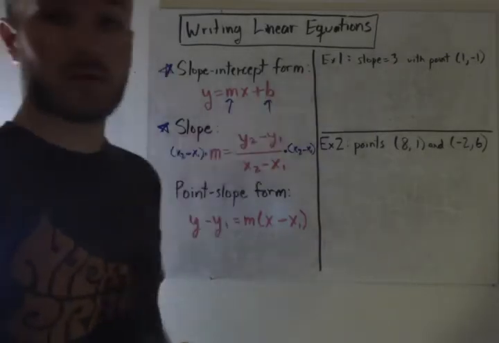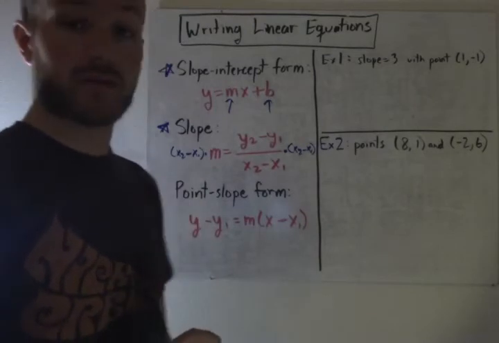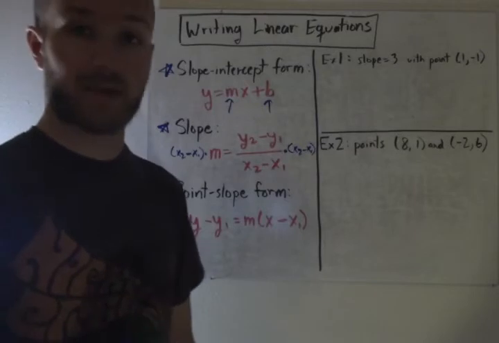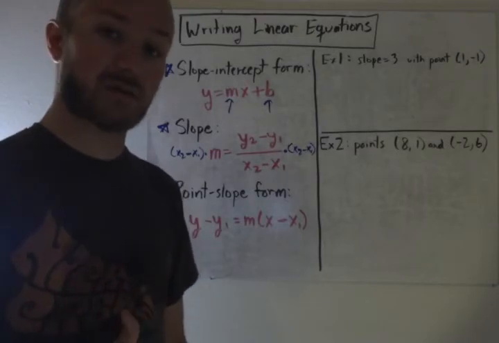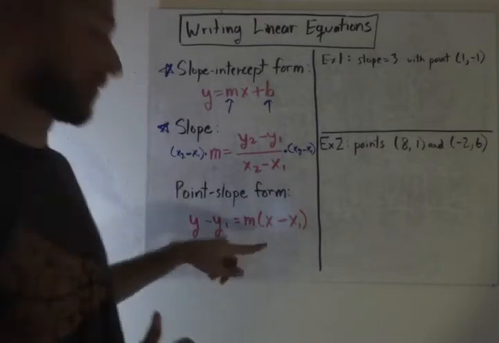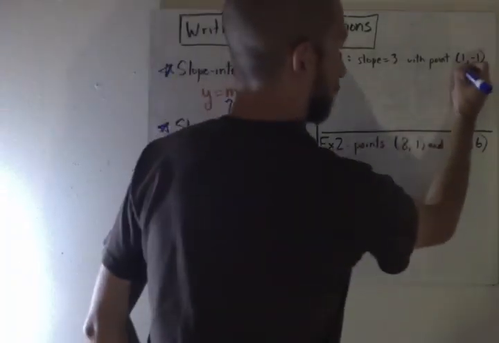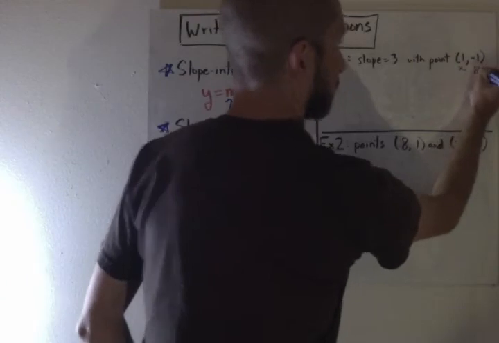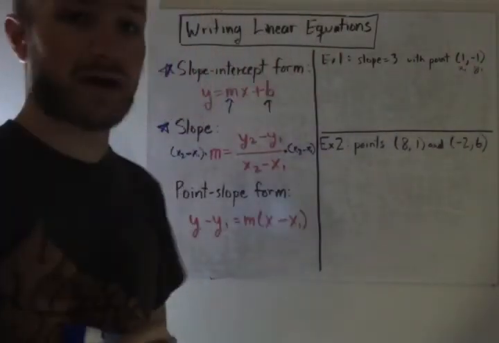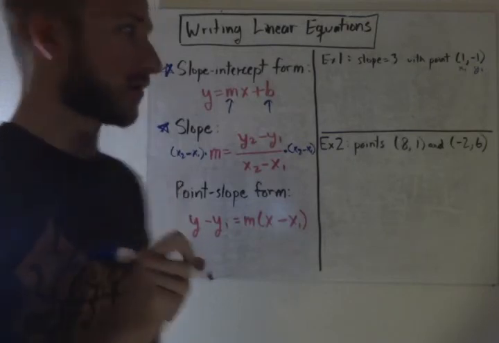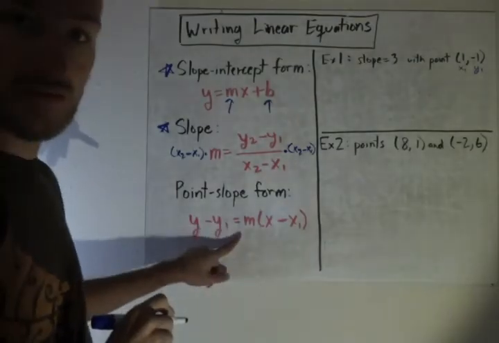Example 1, we're given a slope of 3, and we want this line to contain the point 1 comma negative 1. So we're given slope, we're given a point, we're going to go ahead and apply point-slope form. Then go ahead and I label x1 and y1. Just say, okay, these are my particular values of x that I want to make sure work.